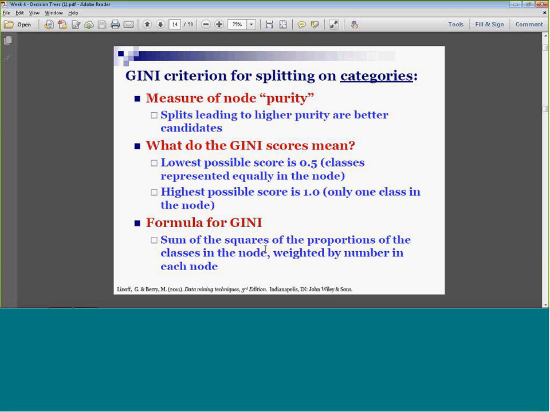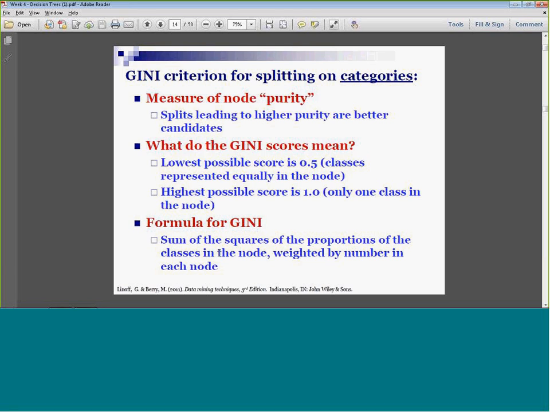The sum of the squares of the proportions of the classes in a node weighted by the number in each node. And again, that's the kind of double talk you see in all stat books, isn't it? It's not all that confusing if you go through it slowly, but we're going to do a little calculation here in a minute. Sum of the squares of the proportions. So we have to get the proportions. We're considering a split. Remember, you have to consider all variables and all values of all variables.